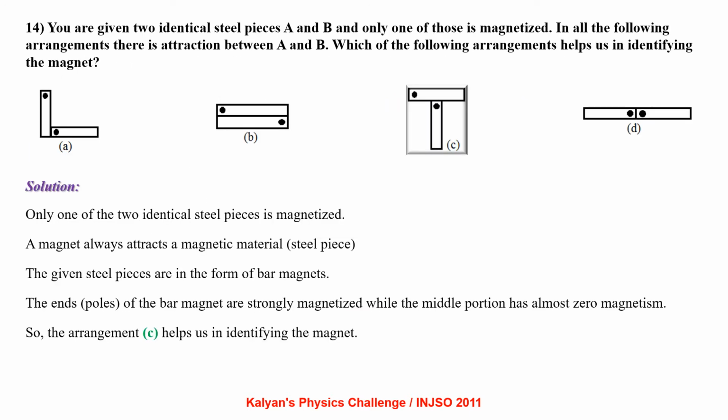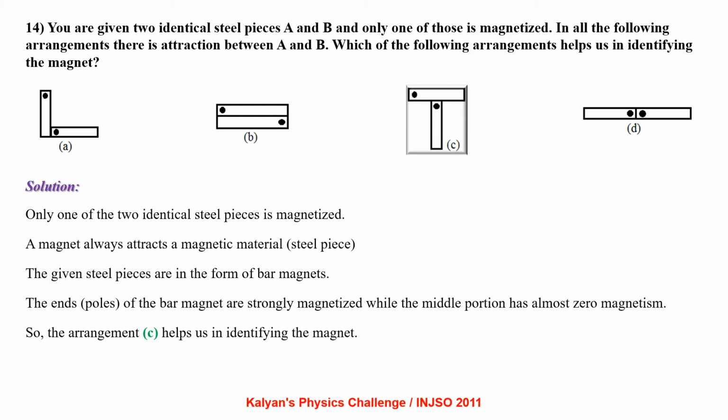You are given two identical steel pieces A and B and only one of those is magnetized. In all the following arrangements, there is an attraction between A and B. Which of the following arrangements helps us in identifying the magnet? Given only one of the two identical steel pieces is magnetized.